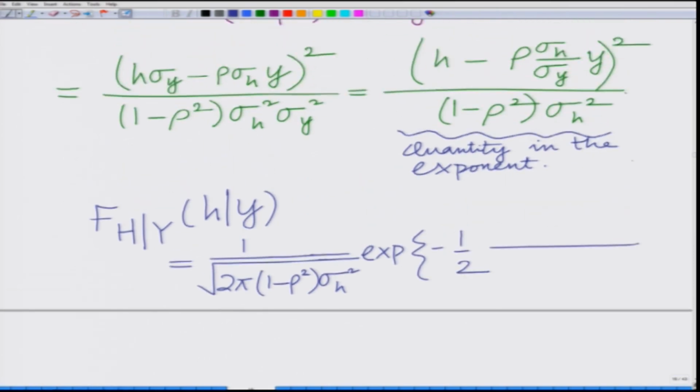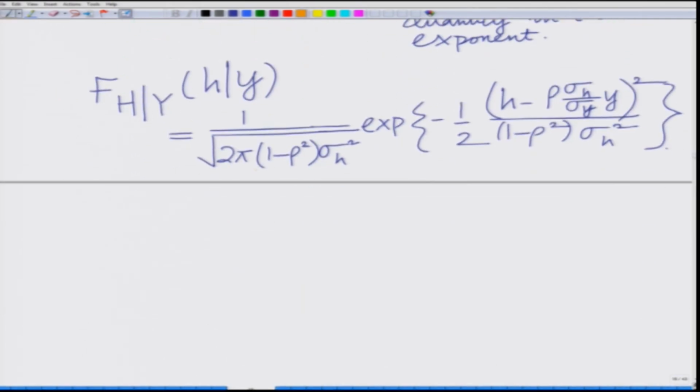Now, you can look at this: e to the power of minus half, h minus rho sigma h by sigma y times y, whole square divided by 1 minus rho square sigma h square. Okay. So, this is the joint probability density function. Now, what I am going to do is define two new quantities: sigma tilde square equals 1 minus rho square sigma h square, and mu tilde equals this quantity over here, rho sigma h by sigma y times y.